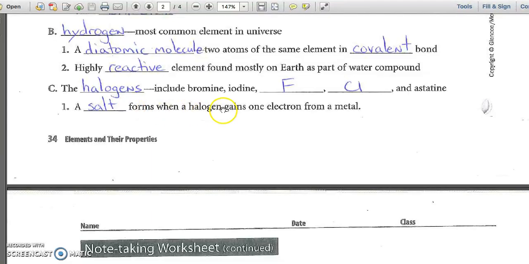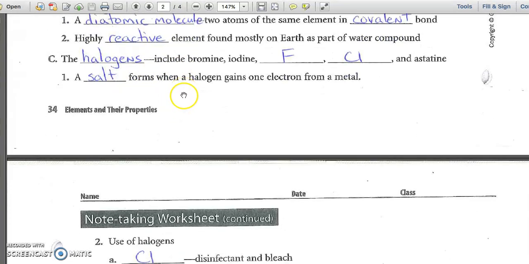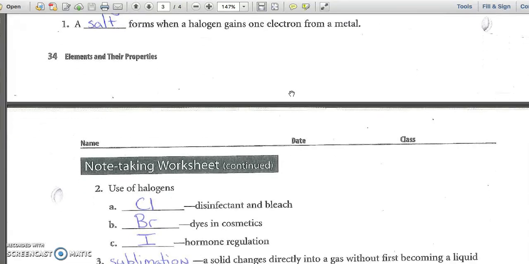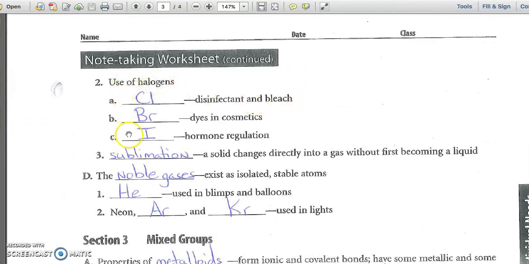Salt. Salt is when a halogen gains 1 electron from a metal. Really in chemistry, any salt is when you have a metal bonded to a nonmetal, an ionic bond. That forms a salt. So it could be a halogen, it could be something in the oxygen group or even the carbon group. All right, here are some uses of some of the halogens.